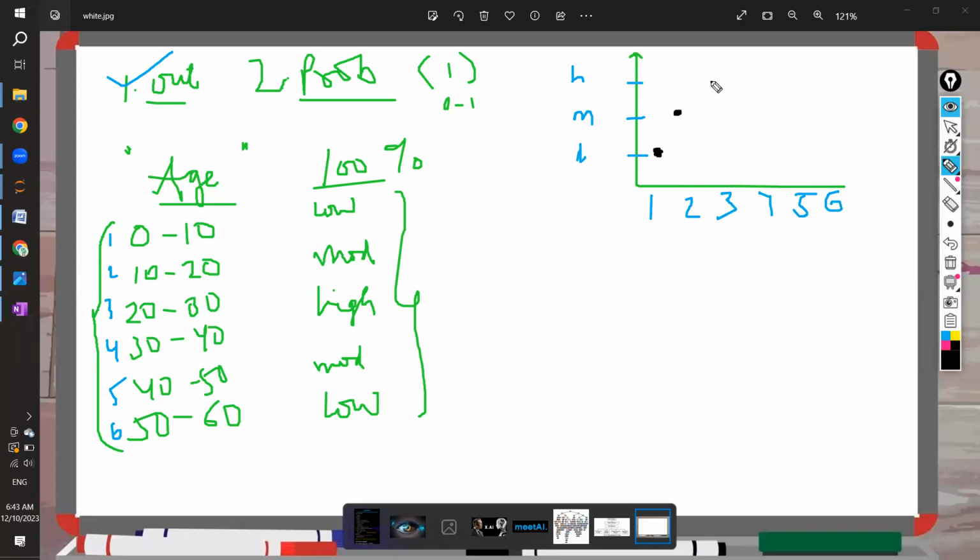Three, high. Four also, it's high. Five, it's moderate. Six, it's low. Now these are the points plotted for outcome and its corresponding probability. Now if you try to join these points, starting with the origin.